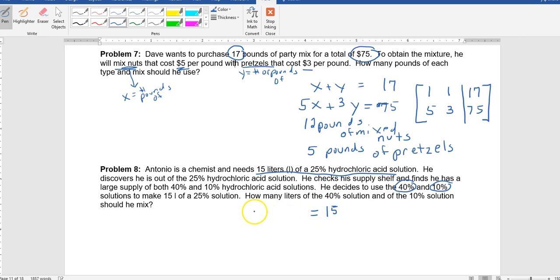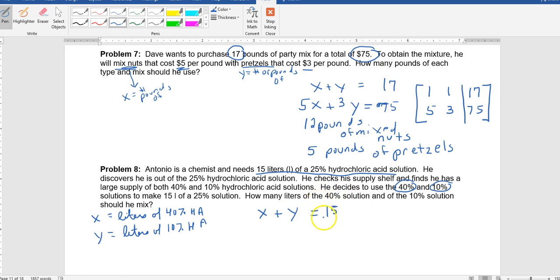And what he's going to do is add together the liters of the 40% and the 10%. So I'll put it over here. X is going to equal the liters of 40% hydrochloric acid, and Y is going to be the liters of the 10%. So if we add them together, we should get 15.